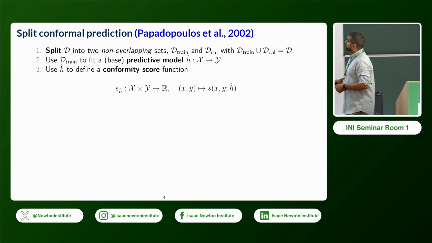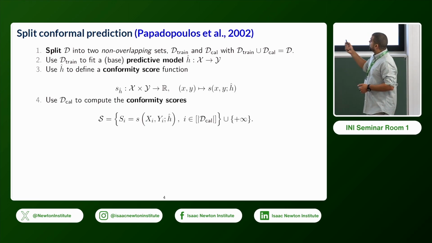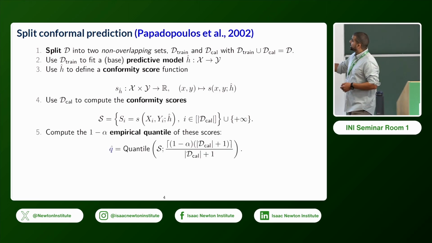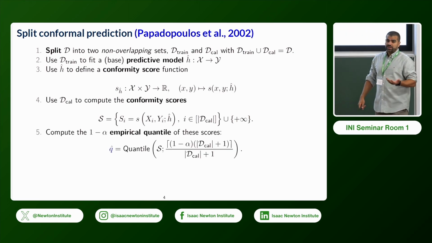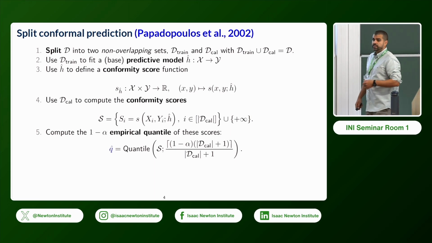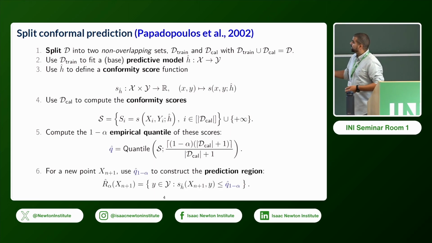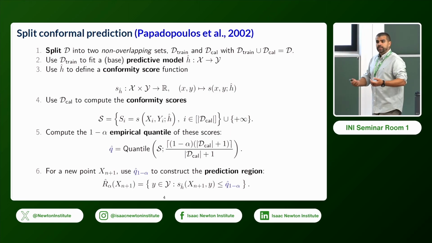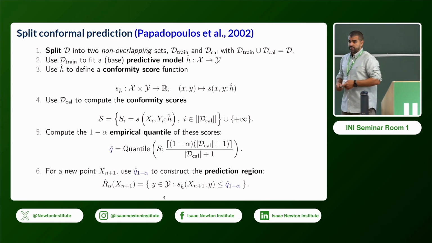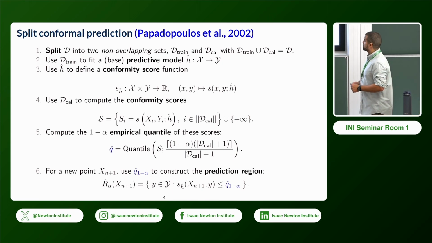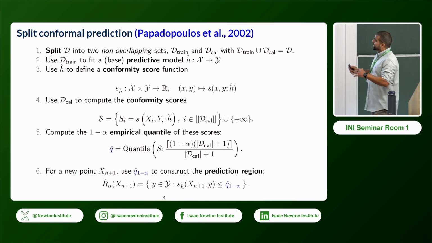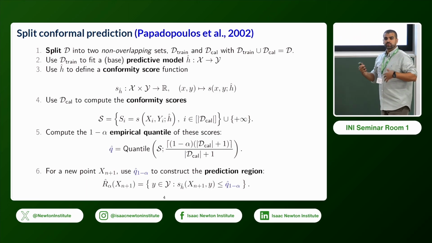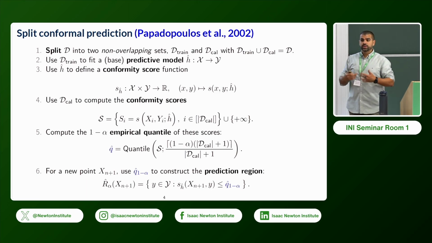We define our conformity score. We compute the scores on the calibration set. And then we compute the 1 minus alpha empirical quantile, Q hat. And finally, for a new test point, we construct the prediction region by keeping the points for which the scores are less than Q hat. So that's the split conformal prediction algorithm. And in this presentation, everything is about the score. So what type of score can you use in the multi-output case?